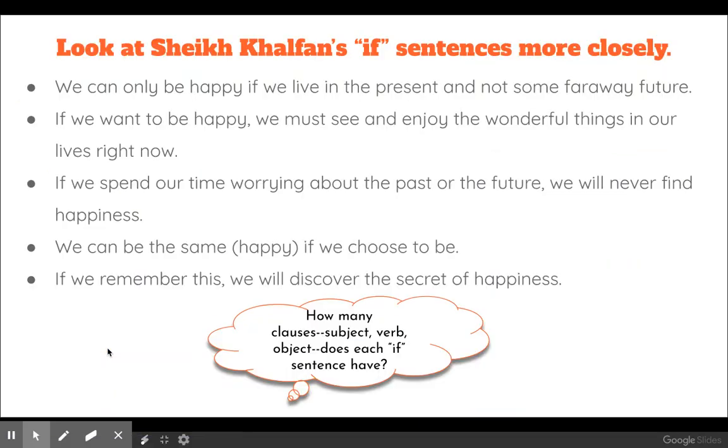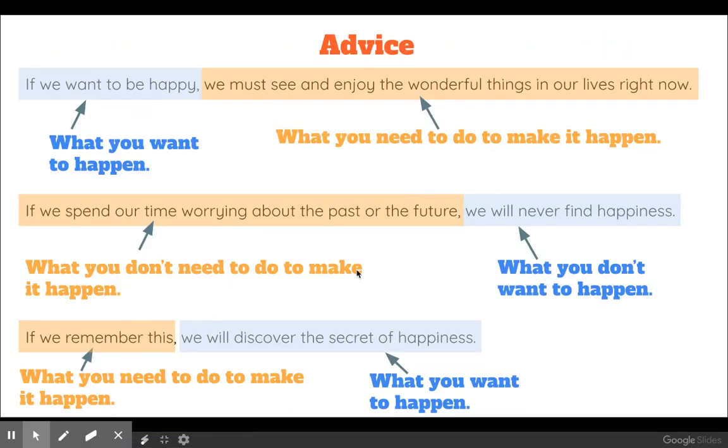All right, so in our next part, we're going to look at these sentences a little more closely to look at the language and how he actually makes the sentence. All right, so come back for that, and we'll see you in just a minute.